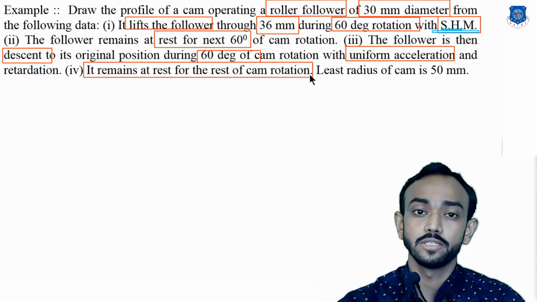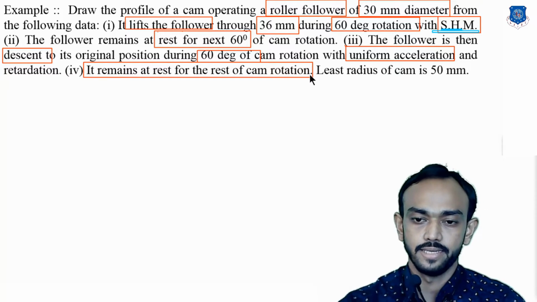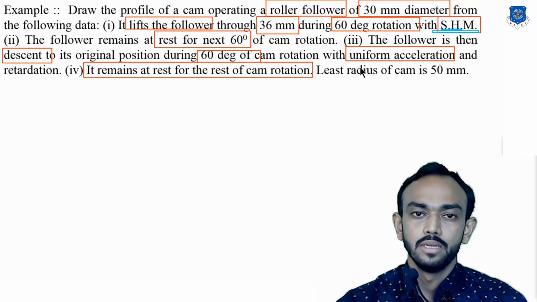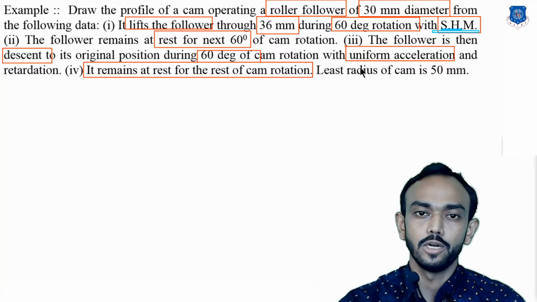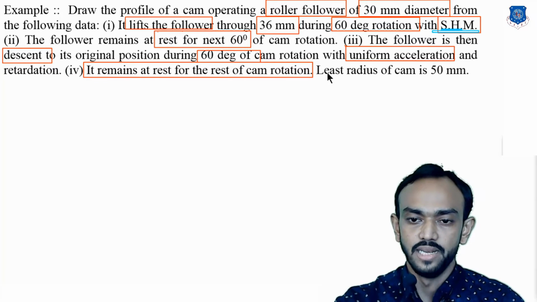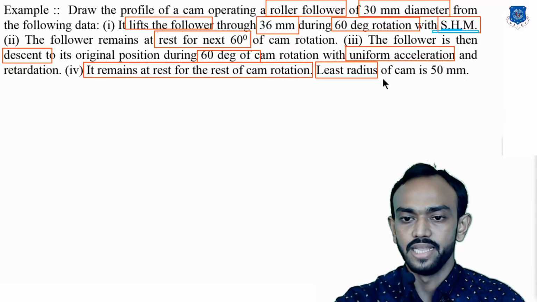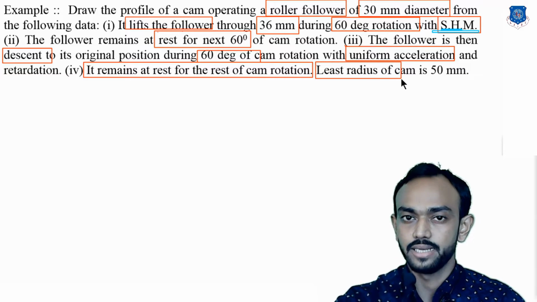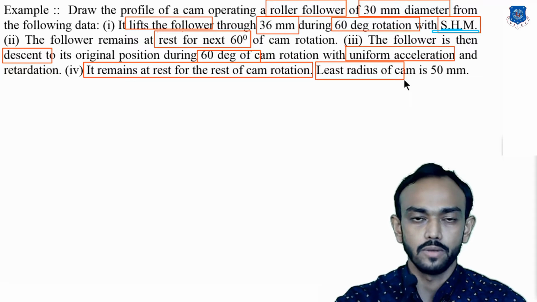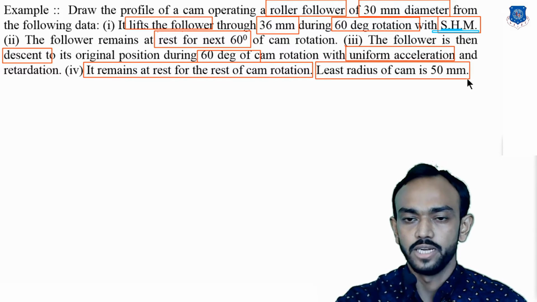Theta 4 is not given here, we have to calculate that, and it will be the rest of the cam rotation. So you have to calculate theta 1, 2 and 3 first, and 360 minus theta 1, 2 and 3 will give us the dwell angle theta 4. The least radius, or minimum radius or base radius, can be given by any means. So it is 50 mm.